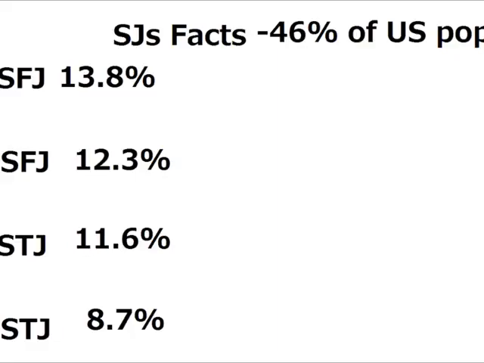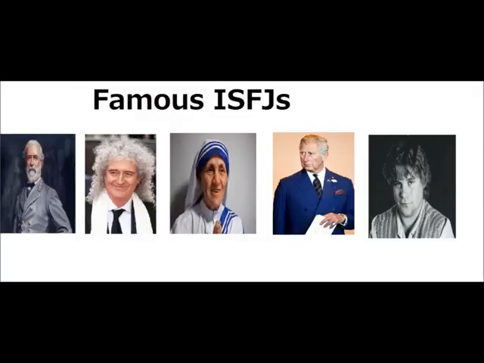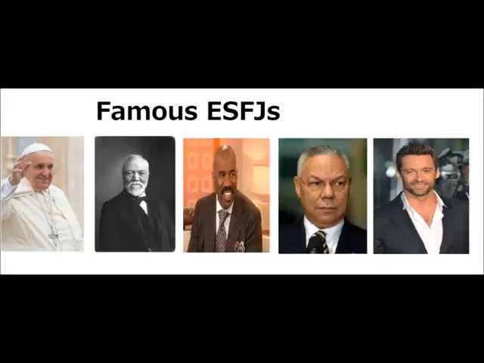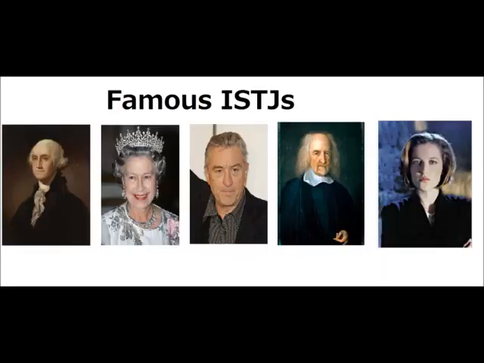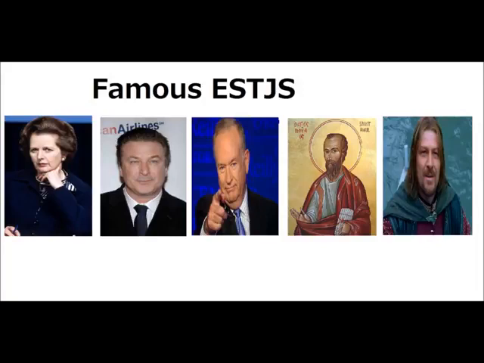Famous ISFJs include Robert E. Lee, Brian May, Mother Teresa, Prince Charles, and Samwise Gamgee from The Lord of the Rings. Famous ESFJs include Pope Francis, Andrew Carnegie, Steve Harvey, Colin Powell, and Hugh Jackman. Famous ISTJs include George Washington, Queen Elizabeth, Robert De Niro, Thomas Hobbes, and Dana Scully from The X-Files. Famous ESTJs include Margaret Thatcher, Alec Baldwin, Bill O'Reilly, St. Paul, and Boromir from The Lord of the Rings.